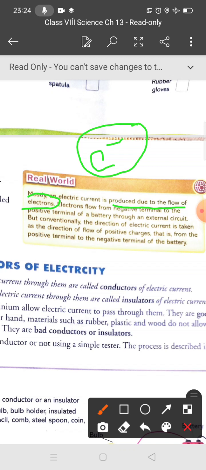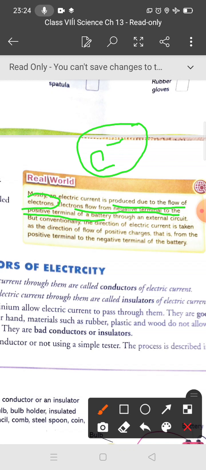And do you know who discovered the electron? Yes, J.J. Thomson, in 1900. It is negatively charged. So the electron flows from the negative terminal to the positive terminal of the battery.